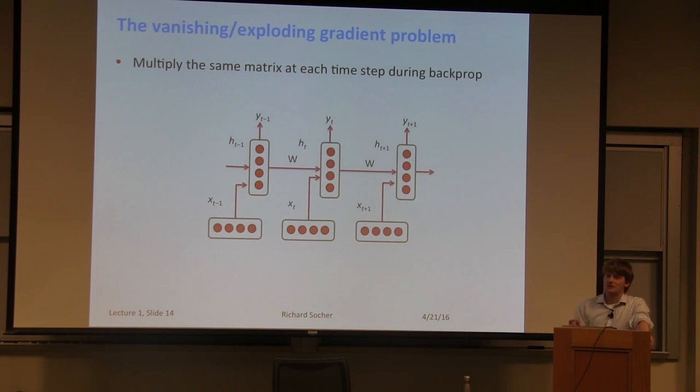So let's look at the actual problems that we will get when we try to train this. And they're actually very opposed. So in some sense, it's funny that we may run into both of them with this model family. We, in fact, will have both vanishing and exploding gradient problems.